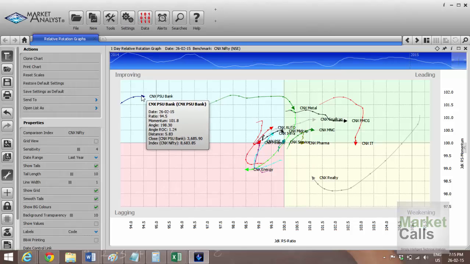Possibly very slowly PSU Bank could come up into the leading pack, and one can consider looking into the PSU sectors at this point of time. My favorites are PSU banks, auto, CNX mid-cap stocks, and CNX infra stocks. I would avoid CNX IT, energy, and realty sectors at this point of time.